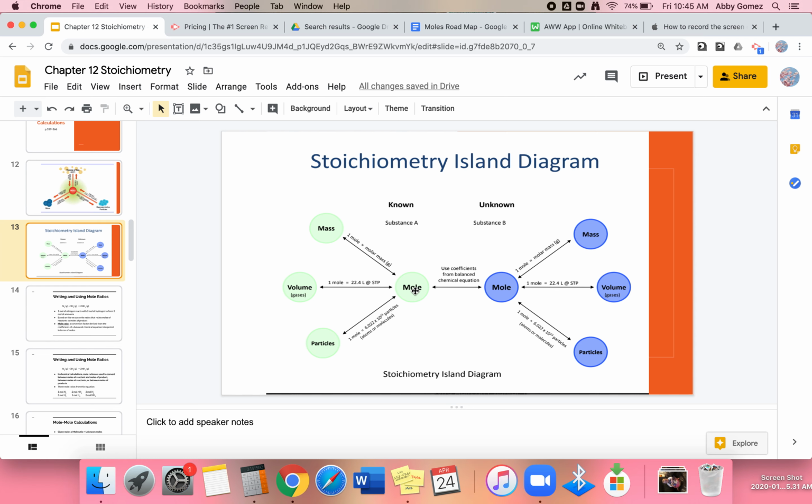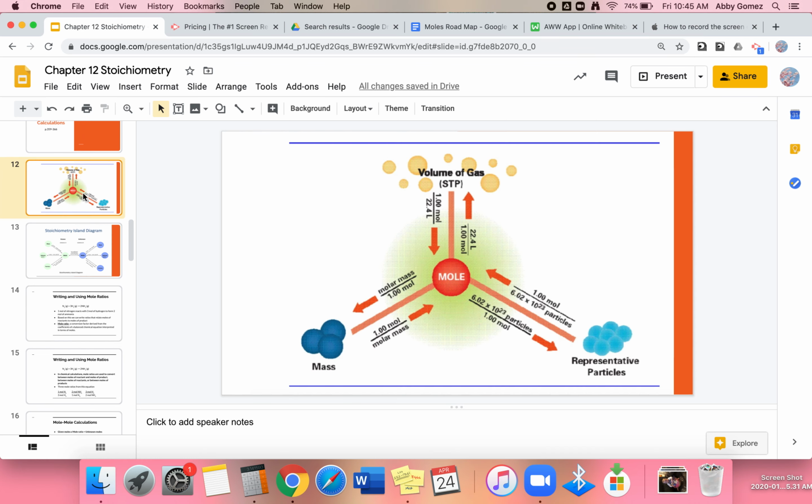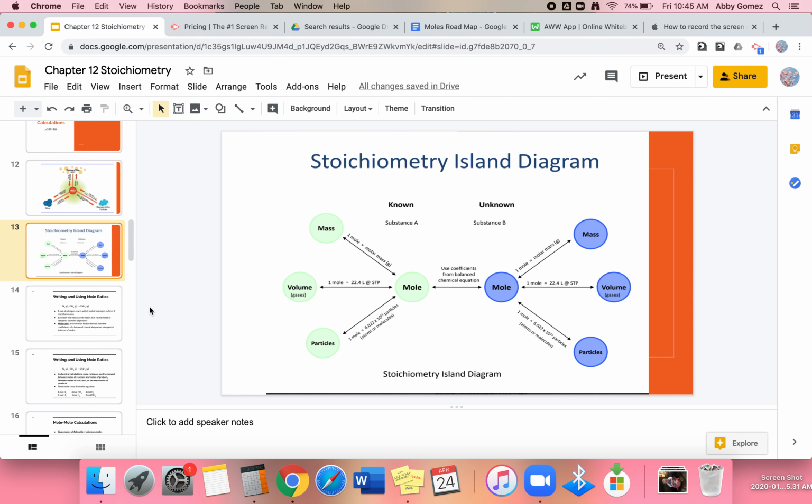This stoichiometry island, as it's called here, you can see there's kind of our old document. There's two of it now. There's one on the left side where you go mass, volume, particles to moles. And then there's one over on the right side, mass, volume, particles to moles. So you should read this from left to right. Left to right. So in this case, maybe we have grams of a substance, and we want to convert that to moles of that same substance.